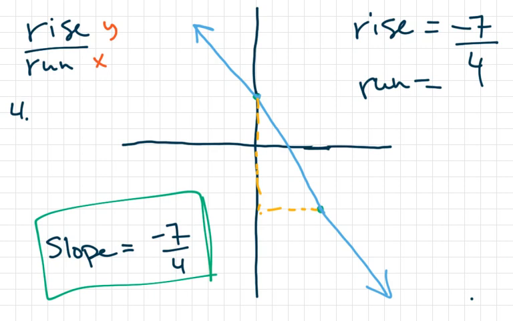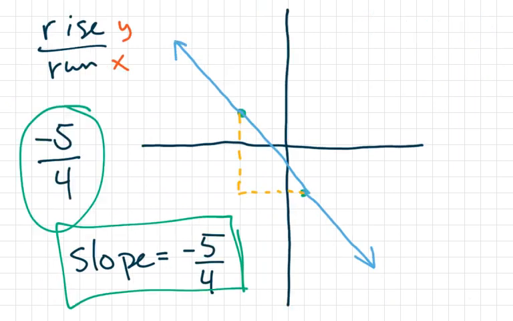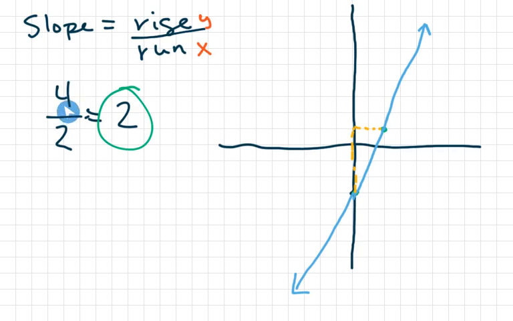Okay, this does not divide to a whole number, so we're going to leave it as a fraction. We often give a slope as a fraction unless, like here, 4 divided by 2 gives us 2. So this is a good thing for me to point out. If the slope is 2, what that means is it's 2 over 1. So here's my rise, and here's my run. For every 2 that I go up, I go over to the right 1.